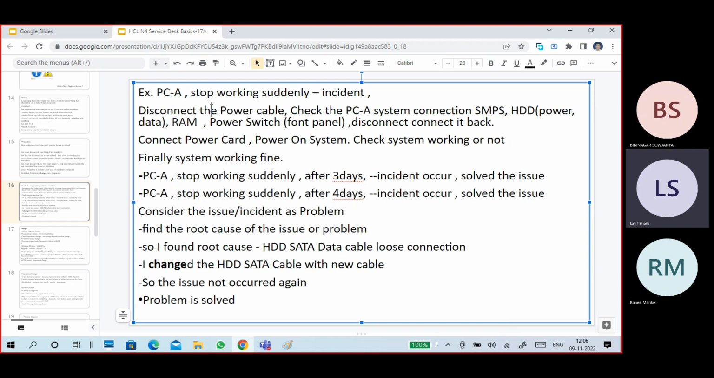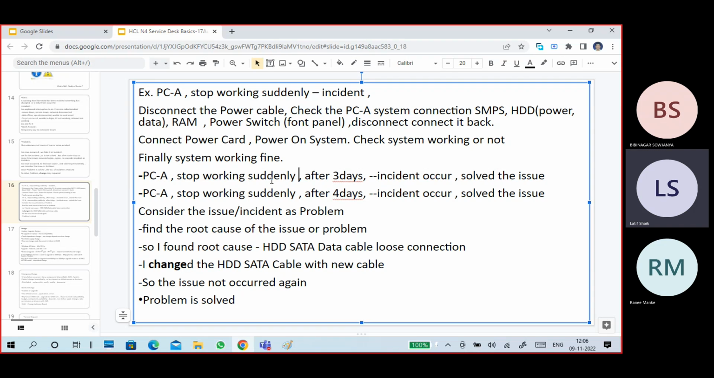So what I did, I went to the computer and first of all switched off and removed all the power cables, the backside power connection. Check the SMPS connections, check the hard disk connections, RAM, power switch, everything. Remove all the connections and connect them back, then put the power cable in. System is on, and is the system working or not? Check. Yes, the system is working. It means an incident occurred, I did a workaround, and now it is working fine. Issue is closed.